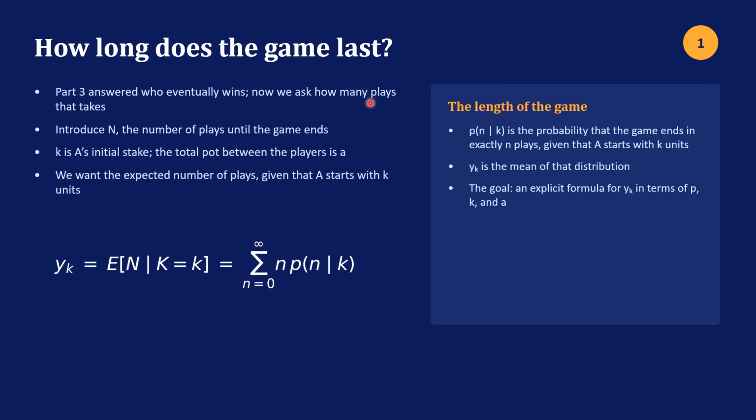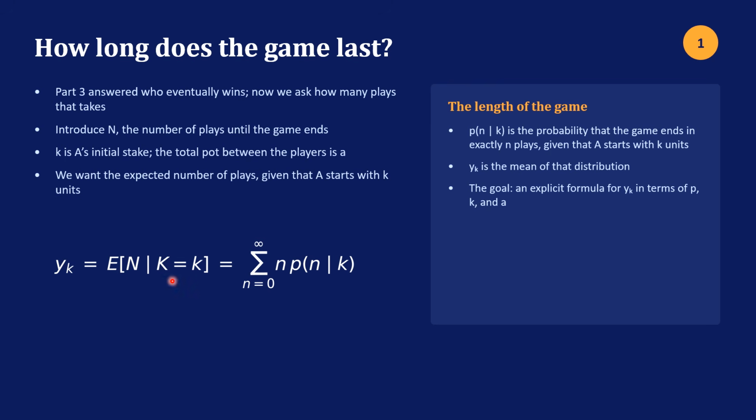We now ask how many plays it takes for one of the two players to eventually go broke. So we introduce this variable n, the number of plays until the game ends. K is as we defined in the previous lesson. It's the number of units that A starts with, and the pot is A. So player A starts with K and player B starts with A minus K units. We want the expected number of plays given that A starts with K units. So that's this conditional expectation here.